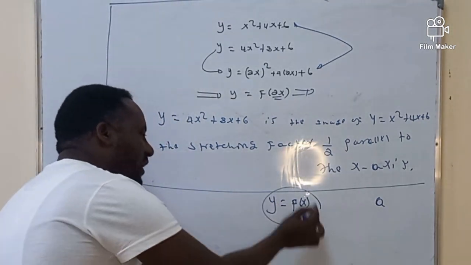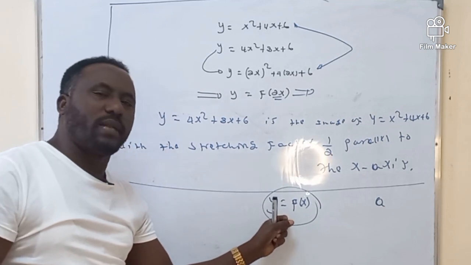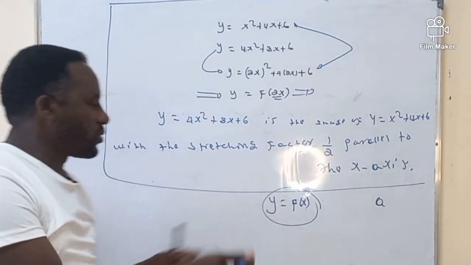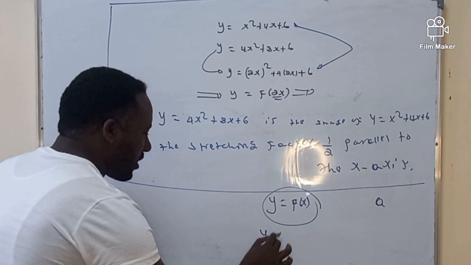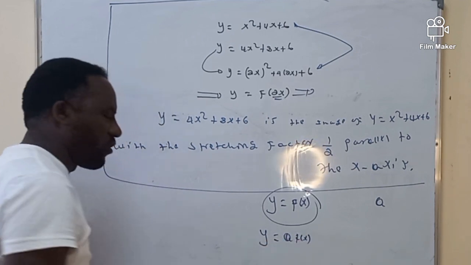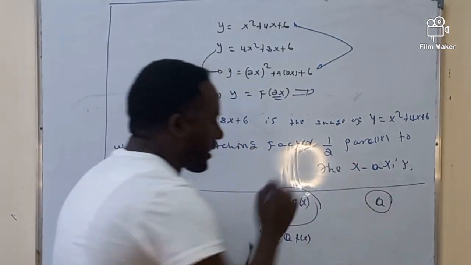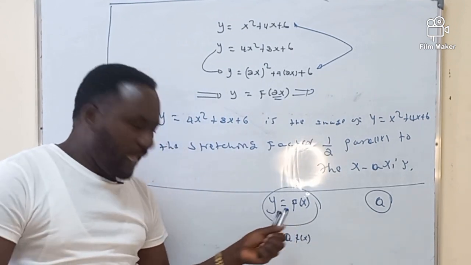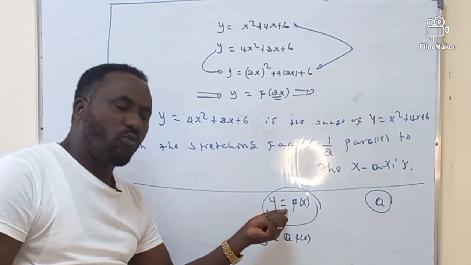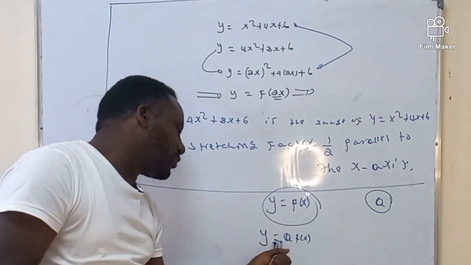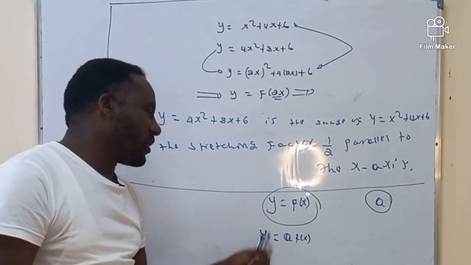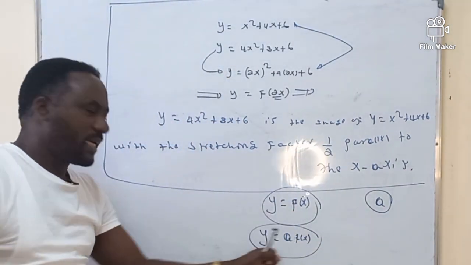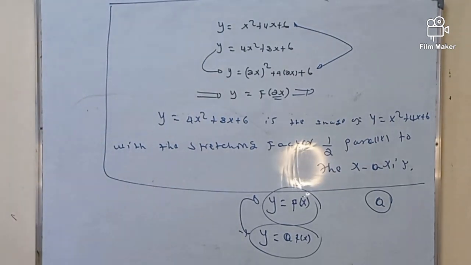So what is the image of this function when we are stretching it parallel to the y-axis? The image is going to be y equals a f of x. That means for any value a and for any function, if we are stretching with the stretching factor a parallel to the y-axis, this is the image.